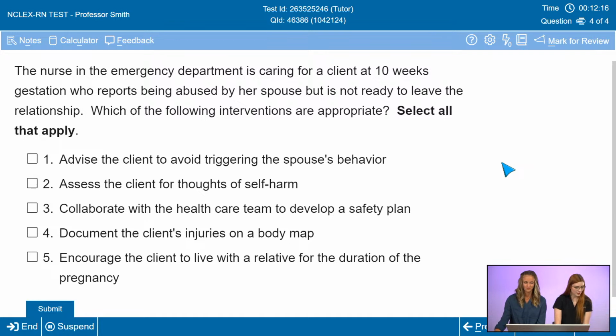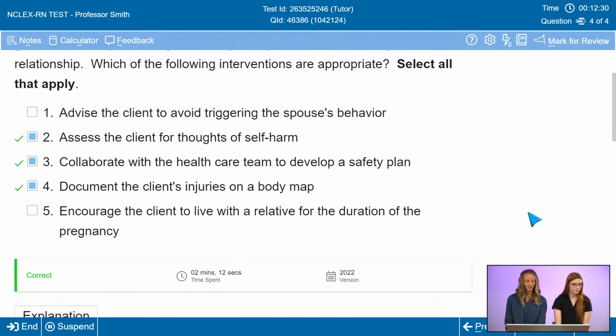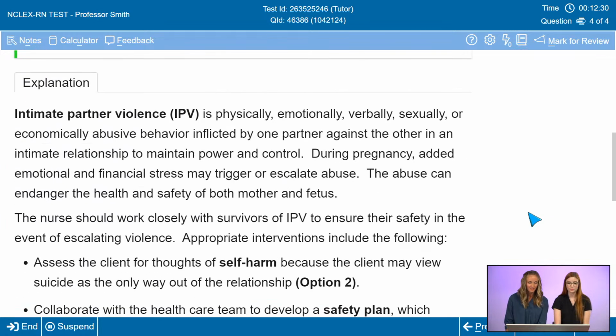So we are getting our options in. I'm seeing a good combination. Looks like the most common I'm seeing is 2, 3, and 4. Okay, let's see if you guys are correct. And you got it right. We have a smart group today. Yeah, Holly, we do. You guys are 4 for 4.